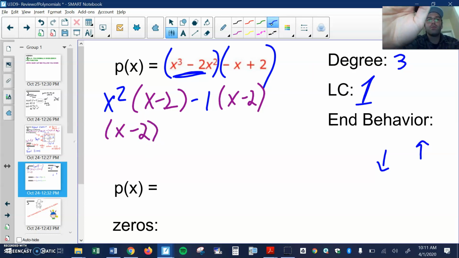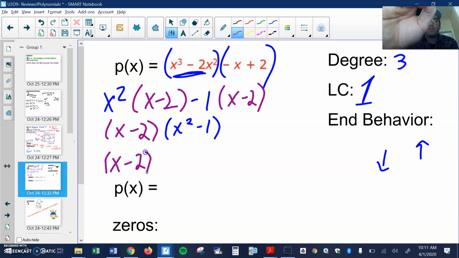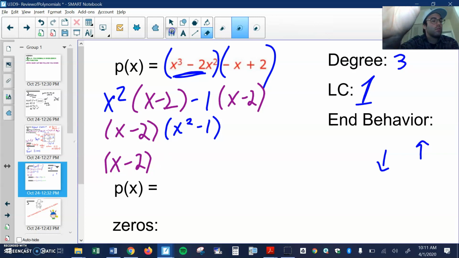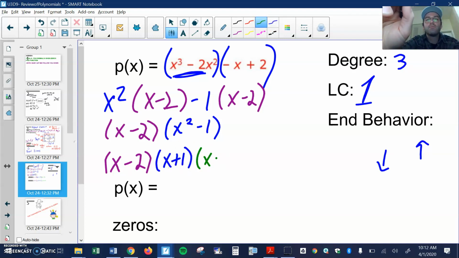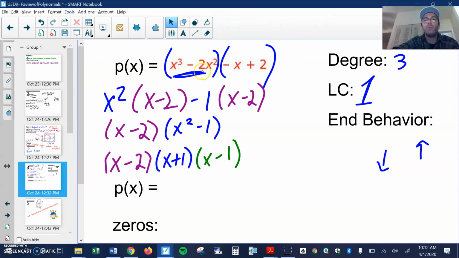And then I have x squared minus 1. Well, I know that this continues to factor. It's a difference of two perfect squares. If I have x squared minus 1, 1 is a perfect square. That becomes x plus 1, x minus 1. So this whole polynomial here just became that.